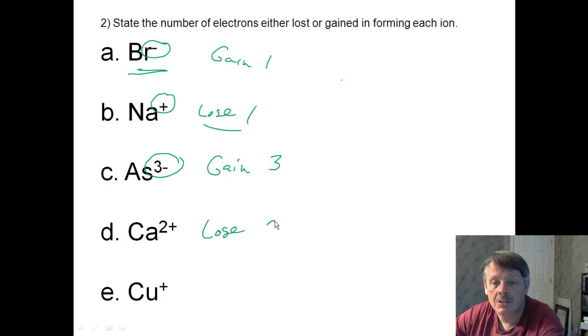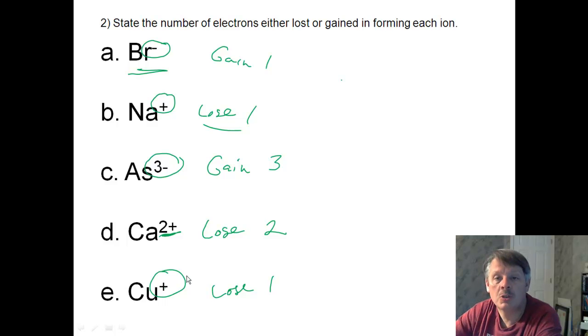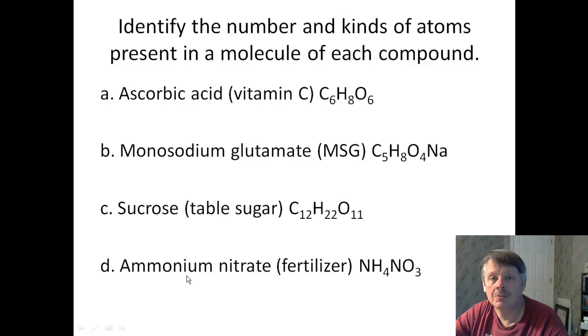And if it has a positive charge, that means it's losing, and it tells you it's losing 2. And copper is going to lose 1 because it has more protons than it has electrons, so it's lost an electron. Remember, you can never, ever, ever mess with protons. You may only mess with electrons.